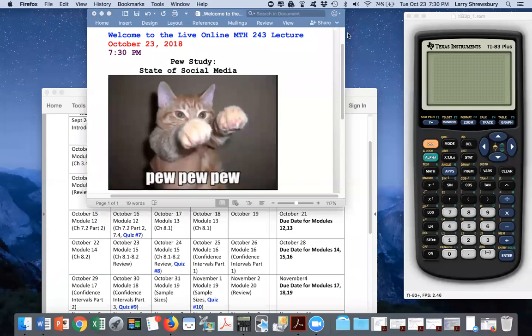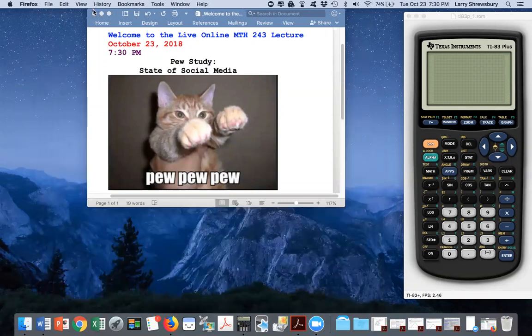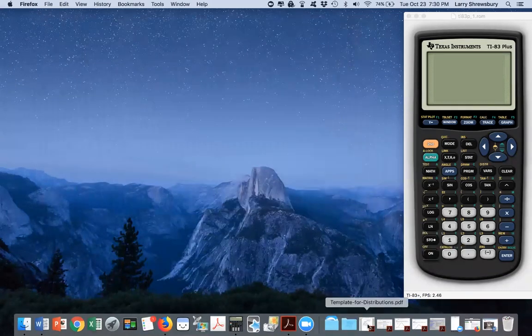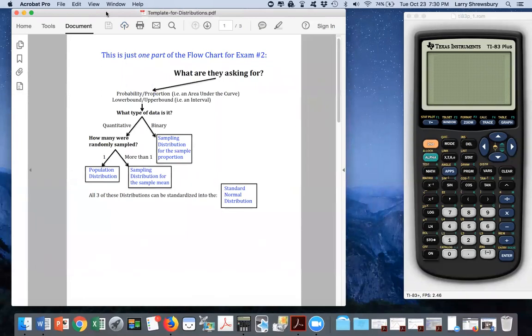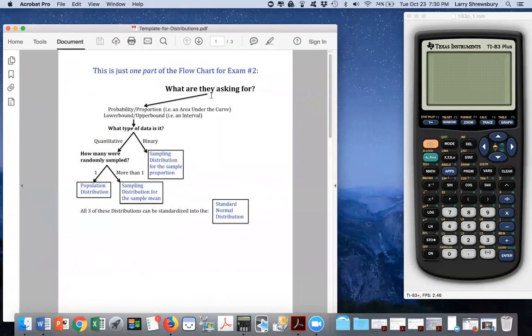All right, let's get started here. We're going to be working with these distributions. So without further ado, let's go ahead and do that. I want to begin with the template, and I'm just going to go over this briefly. And this is what we're going to be using today.